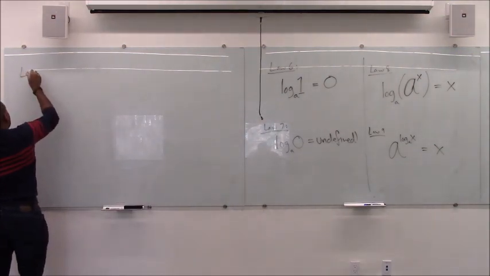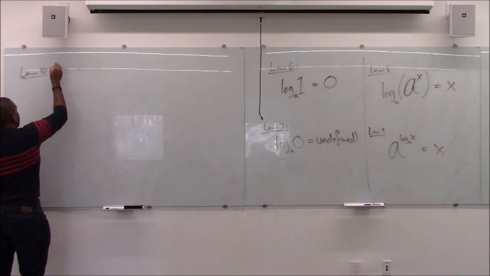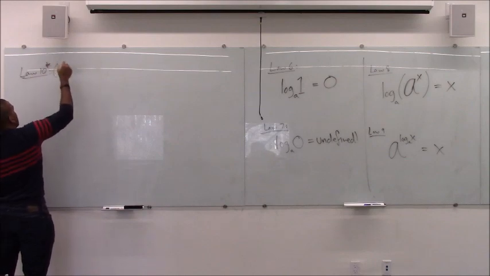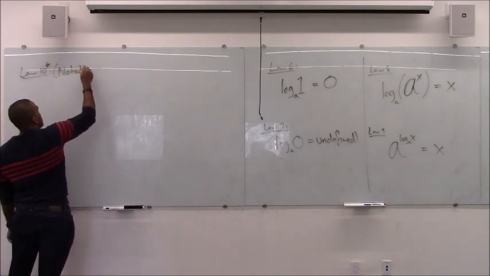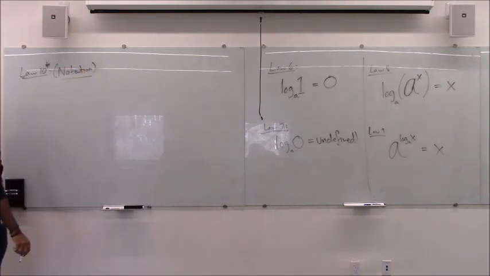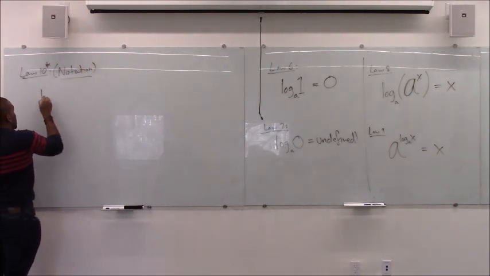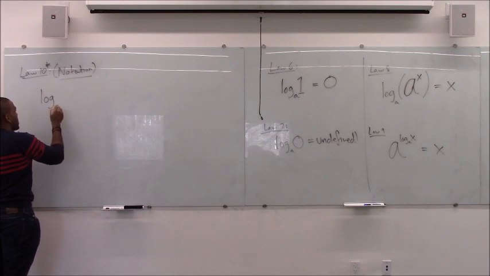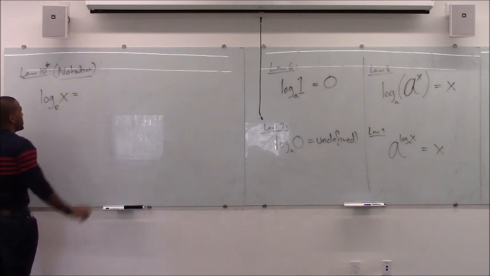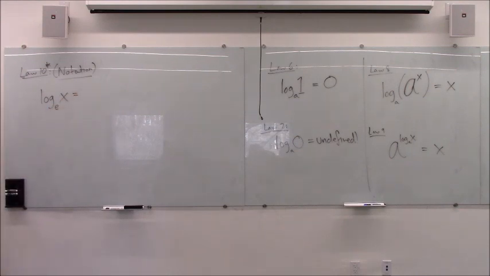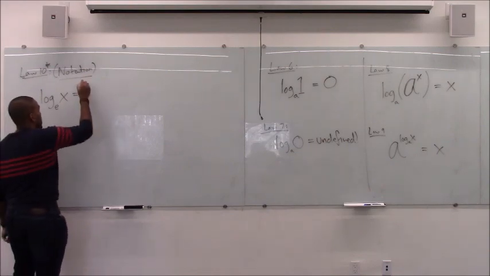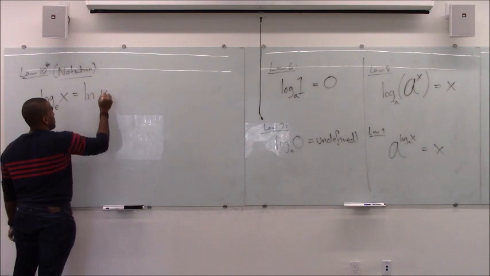Law 10. This isn't really a law. It's more introducing notation. I mentioned that e is a very convenient base. So we actually have a shorthand for writing down log to the base e. Does anyone know what it is? It's ln. It's called the natural log.